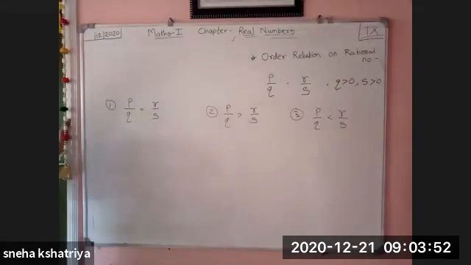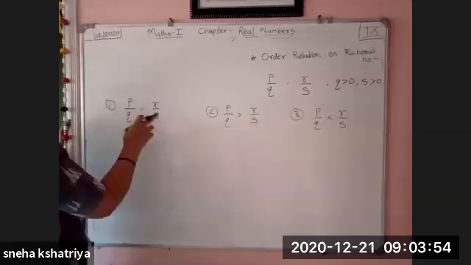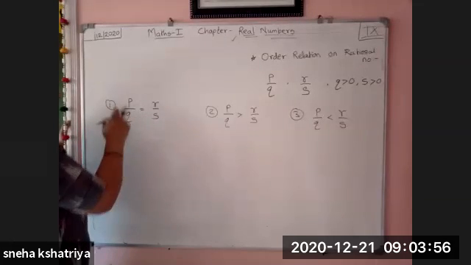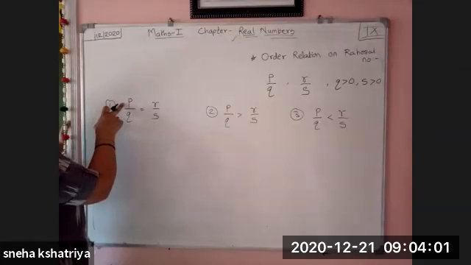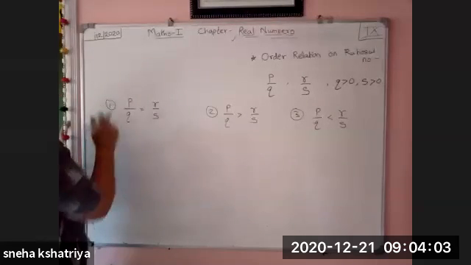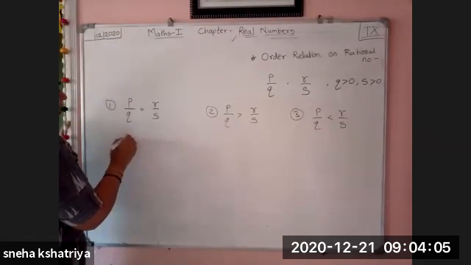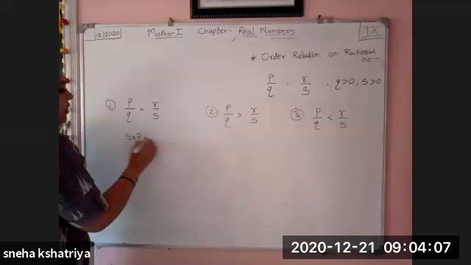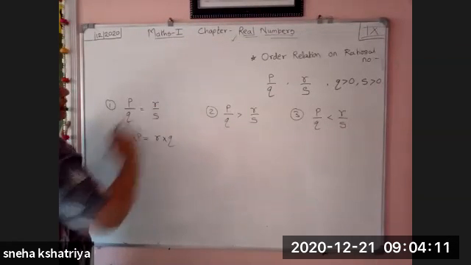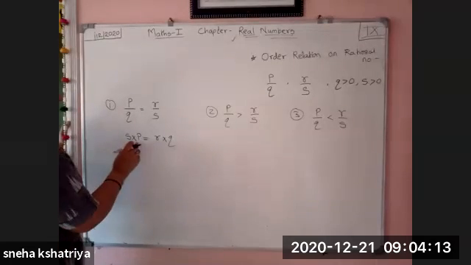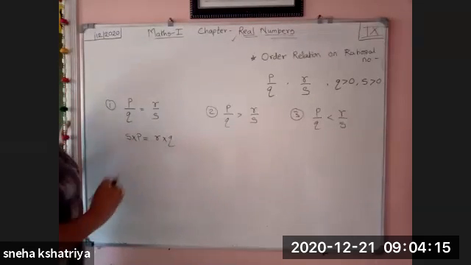Okay. Now, if we are going to solve this, you know that if an equal to sign is there and a fraction is there, then this S will be multiplied to P. This S will be multiplied to P. So we will get S into P is equal to R into Q. Similarly here also Q will be multiplied to R. So S into P is equal to R into Q.